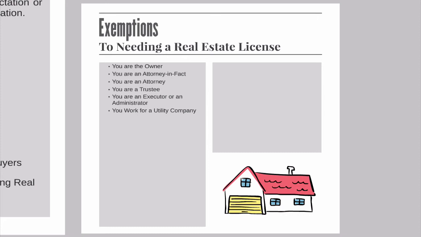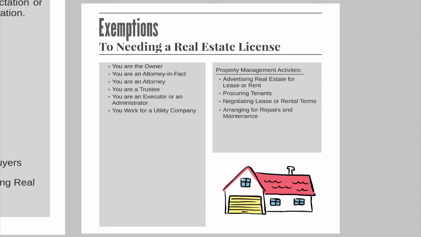Property management activity, when you're doing it for yourself, is, of course, exempt. But if you're doing it for somebody else, you need a license. Property management activity might be advertising real estate for lease or rent, procuring tenants, negotiating lease or rental terms, arranging for repairs and maintenance, executing documents, collecting and disbursing rents. All those will be property management activities. And if you're paid for this, you better have a license.